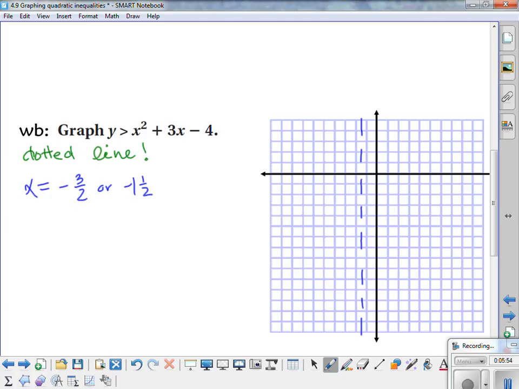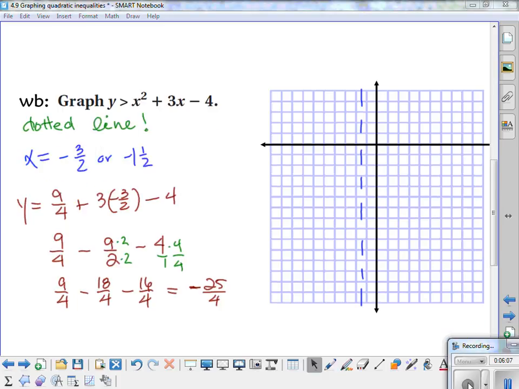What are you going to do with that -3/2? You're going to plug it in and find the vertex. Yeah. So if you haven't done that yet, go ahead and do that now. Okay, so the vertex is at -1.5 and -6.25.